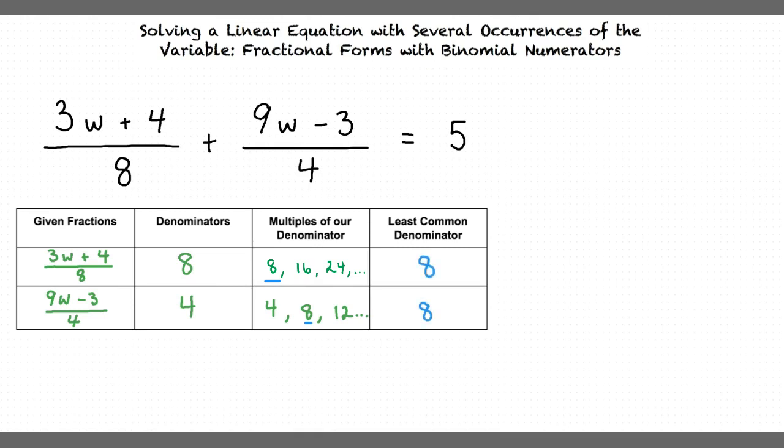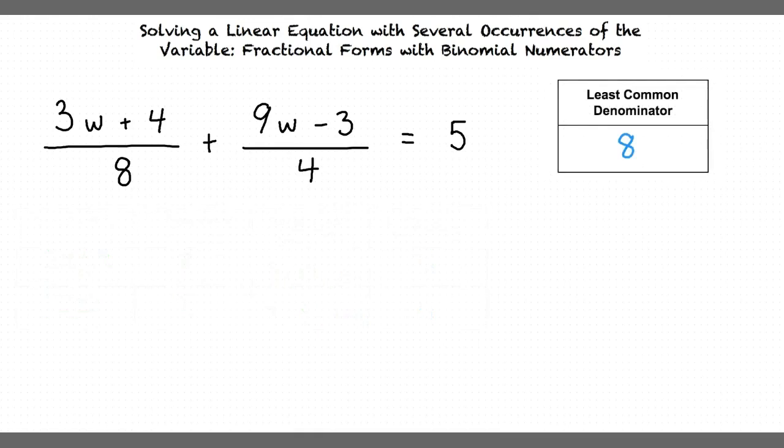Now that we have found our least common denominator, we multiply both sides of our equation by this value. Why do we multiply both sides of the equation by the least common denominator? Great question. Since the least common denominator is a multiple of each of the denominators, we can be sure that when we distribute, the denominators will cancel. Now we multiply both sides of the equation by 8.